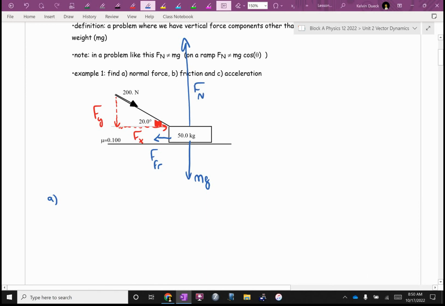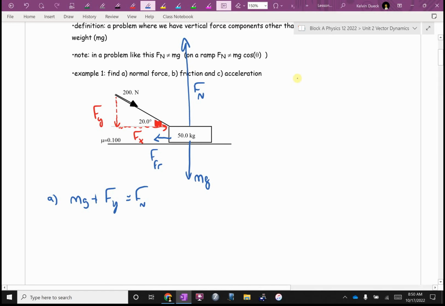Zaina, everything down equals everything up. What's everything down? Your hint is, look, there's two things. mg and Fy, or Fy and mg. That has to equal the normal force. Okay? I know mg. I don't know Fy.